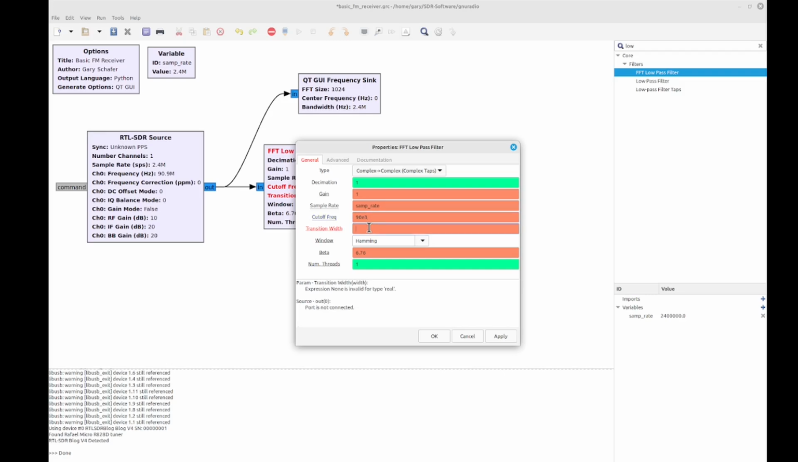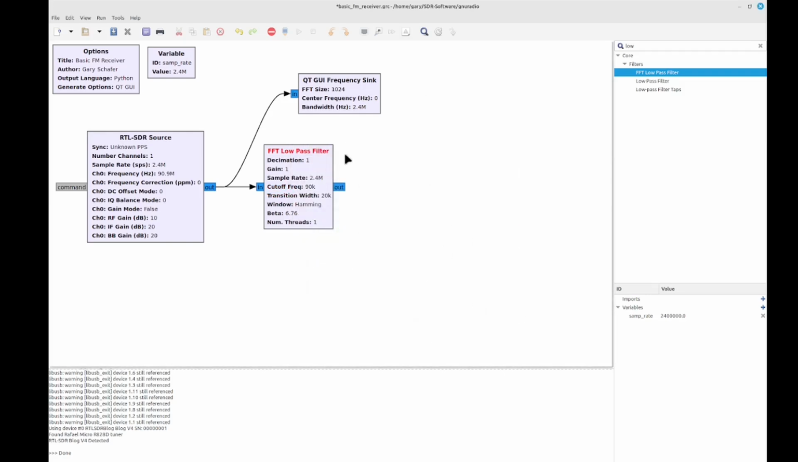And then remember how I said that I want to be completely done by the time I get to about 110. So 110 minus 90 is 20. So I'm going to say 20 kilohertz. And then I'm going to leave everything else the same here, the Hamming window and so on. I'm going to cover that in a future video, why you use those particular things.